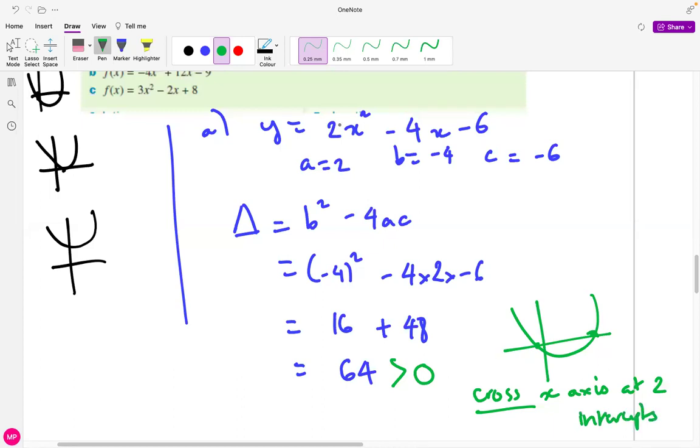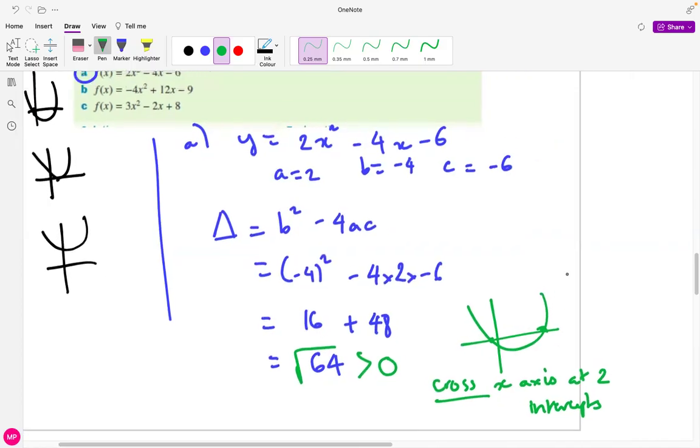And to give you a trick, if you take the square root of 64, it's actually a perfect square number, which is 8. So this means if you can take the square root of the discriminant and get a perfect square number, your x-intercepts will be whole numbers. If it's a positive number but the square root gives you an irrational number, like if this were 65 or something, then you know it's going to have irrational solutions for the x-intercepts.